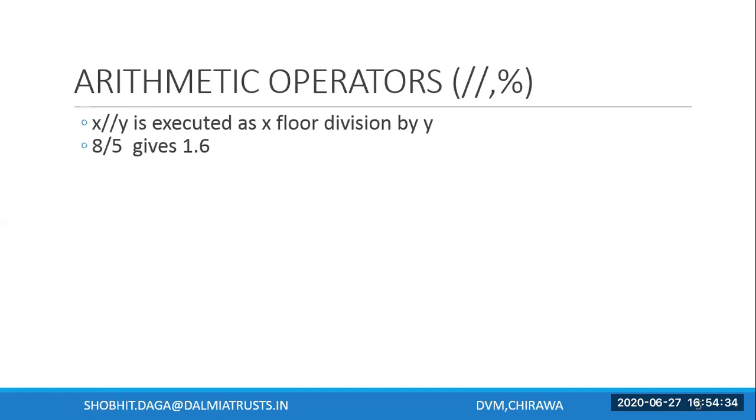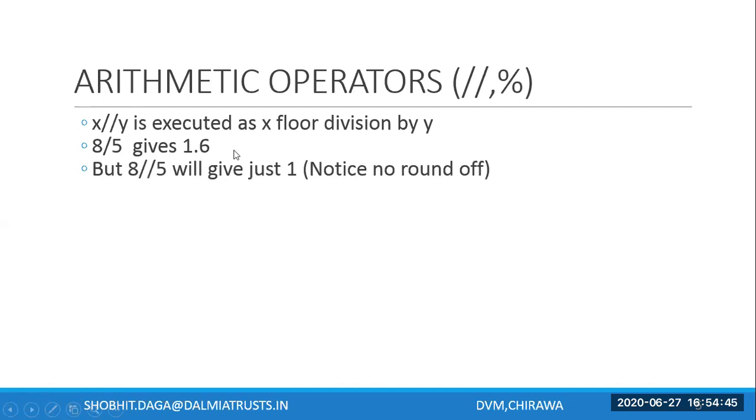So we'll skip that. If you consider a normal division operation, say 8 divided by 5, it gives you 1.6 as the answer. But when you do 8 floor division 5, the difference between division and floor division is the double slash. The double slash represents floor division. It will give you just 1.